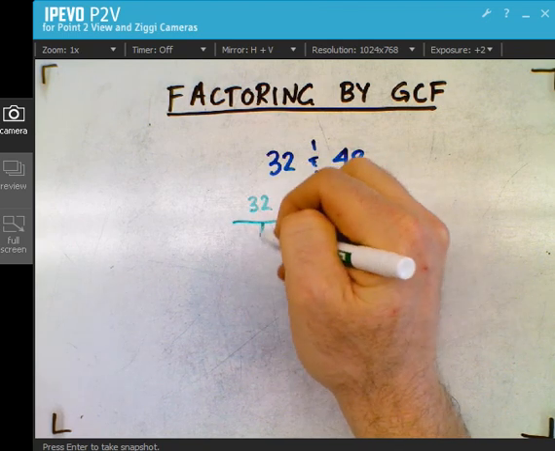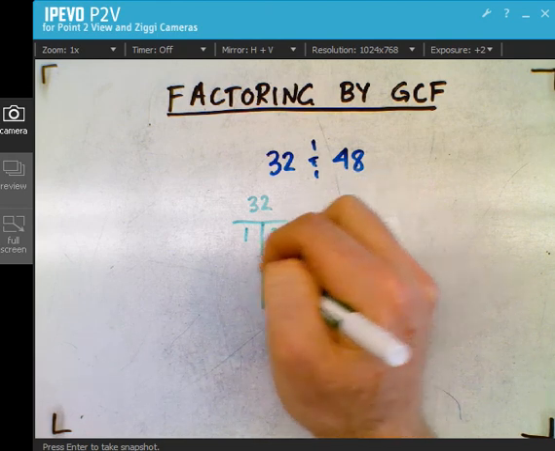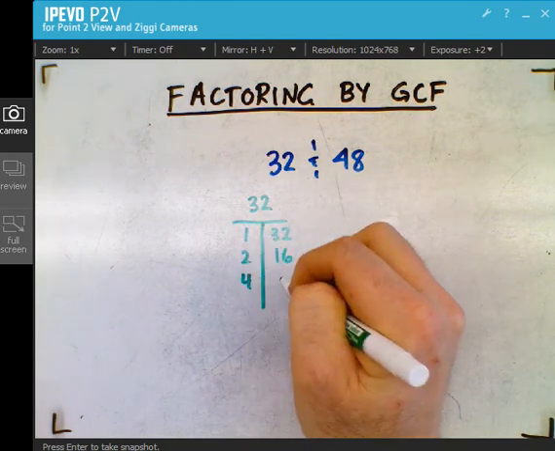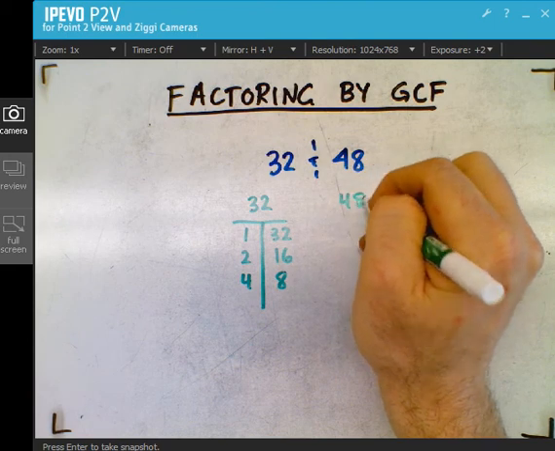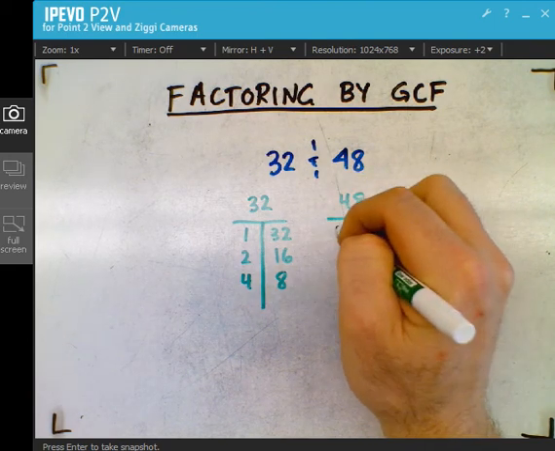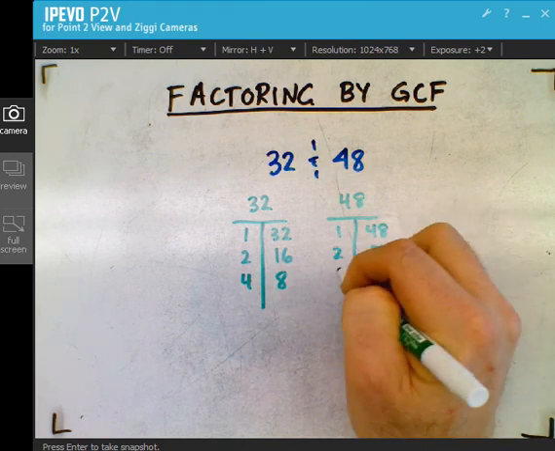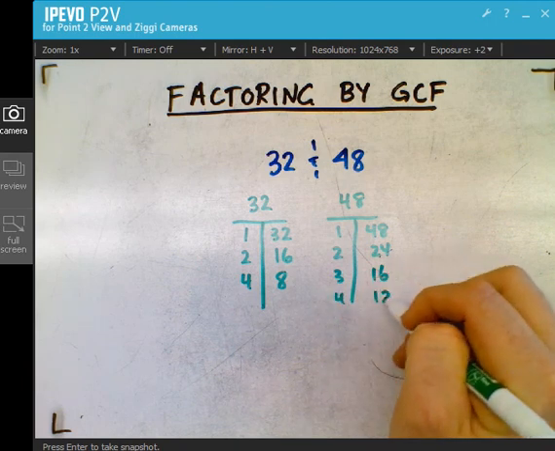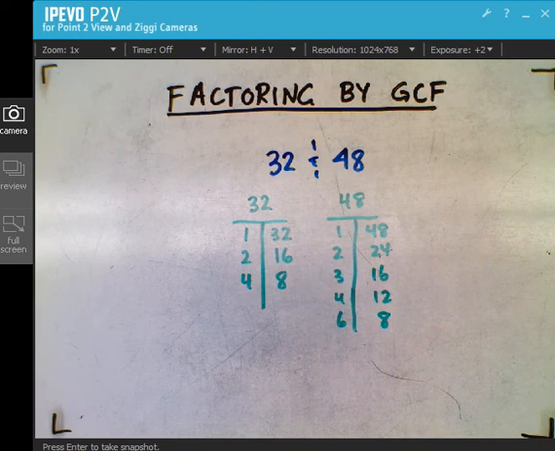So if I started with 32, my factors of 32 would be 1 and 32, 2 and 16, 4 and 8, and that would be it. There's all my factors of 32. For 48, I would have 1 and 48, 2 and 24, 3 and 16, 4 and 12, 6 and 8. There's all my factors of 48.